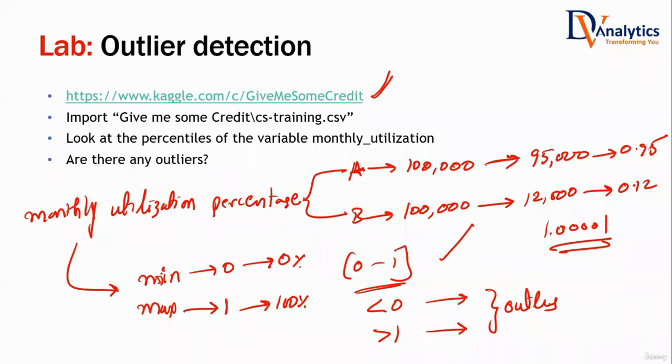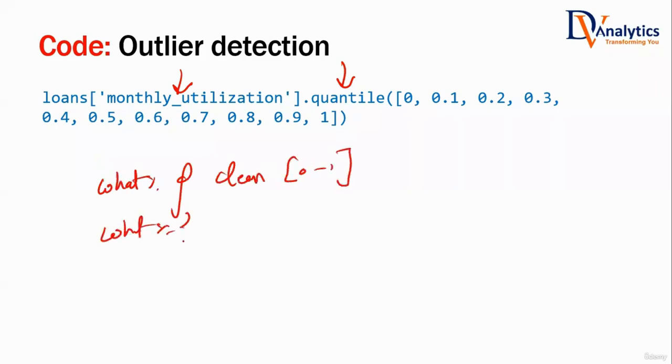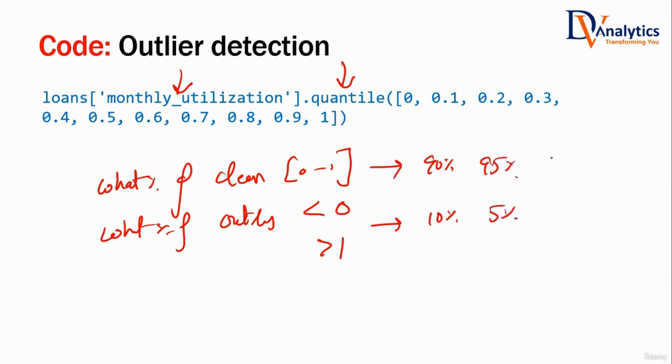So what I want you to do right now is import that credit risk data, take this monthly utilization, look at the quantiles and tell me what percent of the data is clean. Clean means 0 to 1. What percent of the data is outlier? Two types, less than 0, greater than 1. Is it like 90% versus 10%? Is it like 95% versus 5%? Is it like 93% versus 7%? Tell me what is the right answer. Go ahead, do everything on your own. You should be able to do that now.